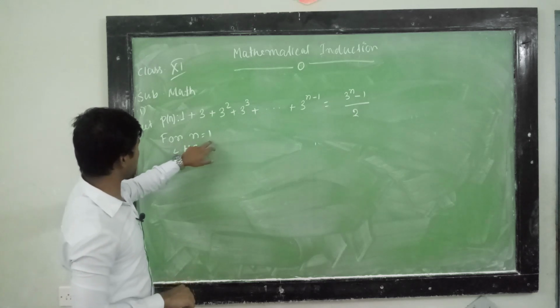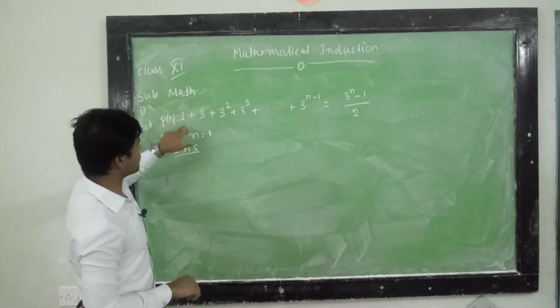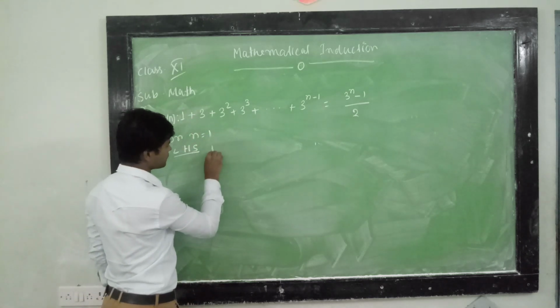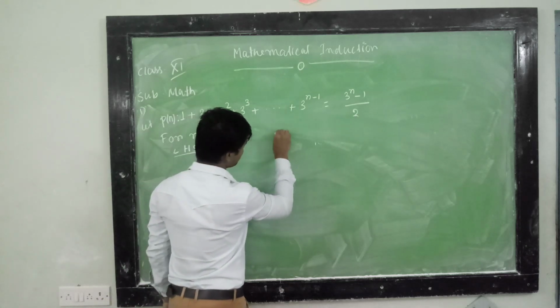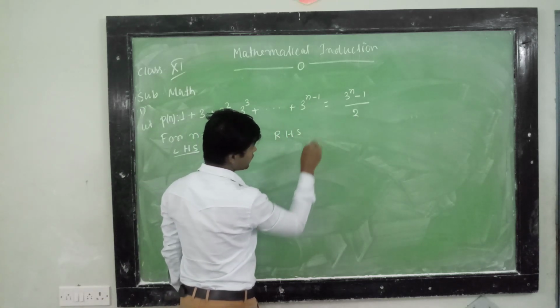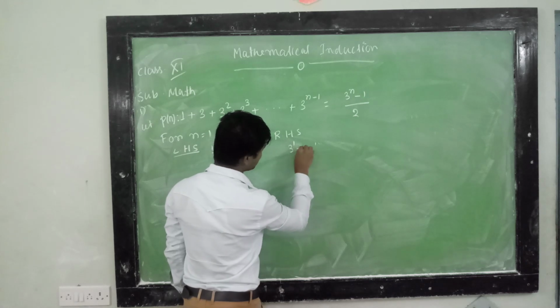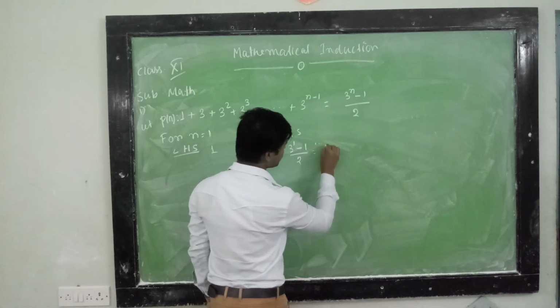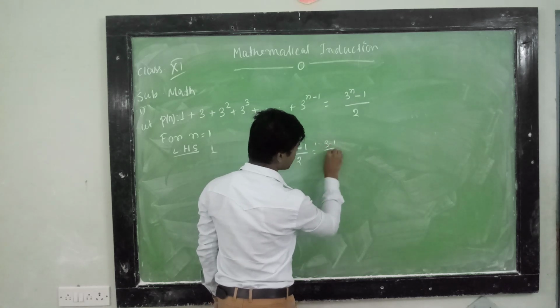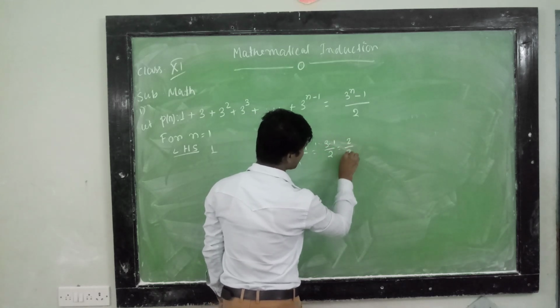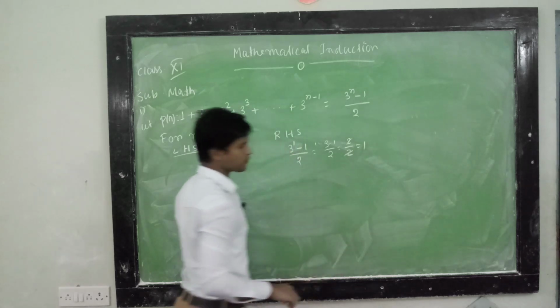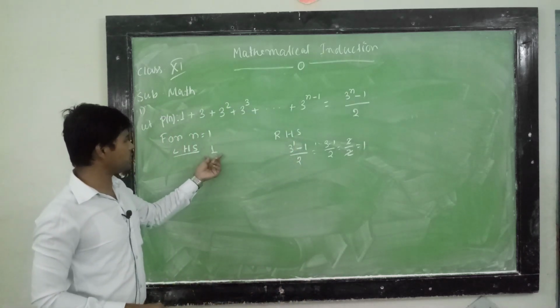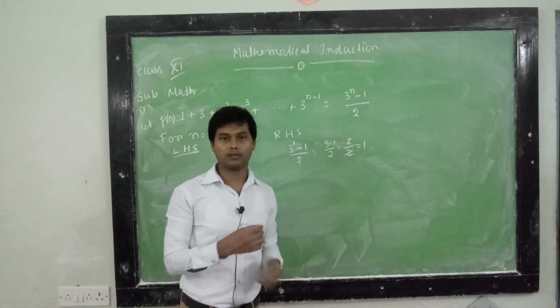P of 1 means the first term, and that is equal to 1. What is the value of the right hand side? Put n equal to 1. So (3 to the power 1 minus 1) by 2, which is equal to (3 minus 1) by 2, and that is equal to 2 by 2, which is 1. That means the value of the left hand side and the value of the right hand side both are equal.